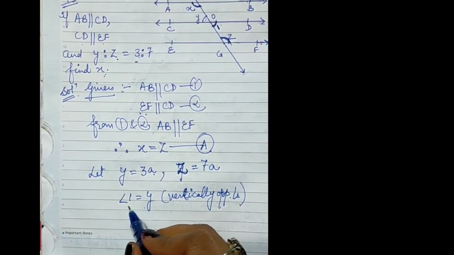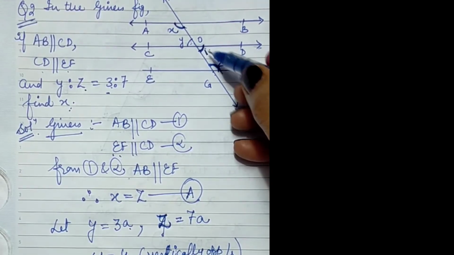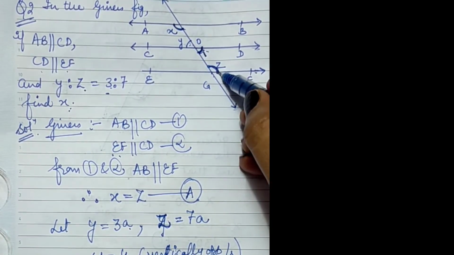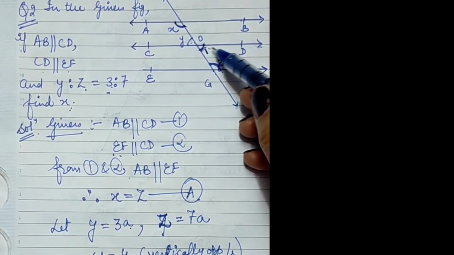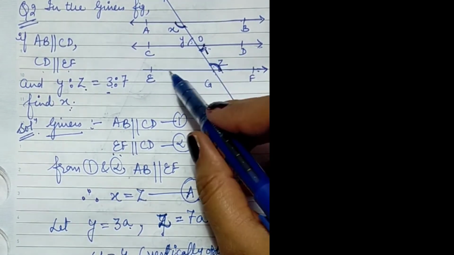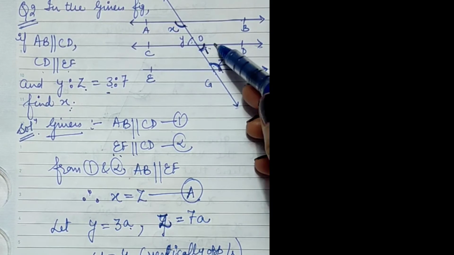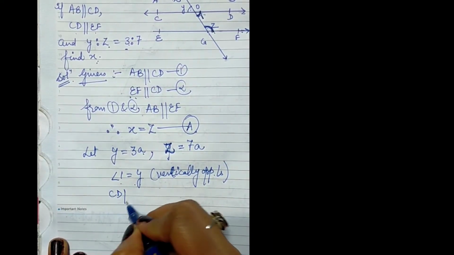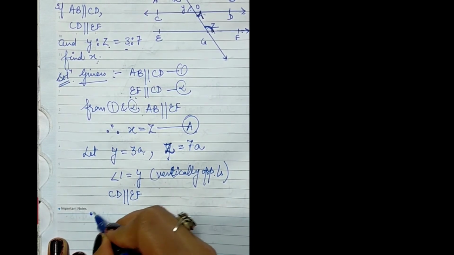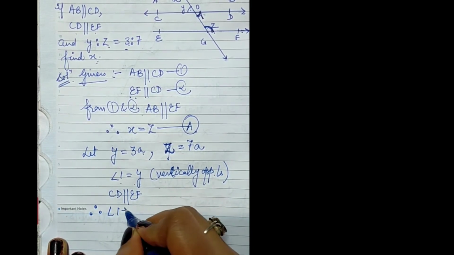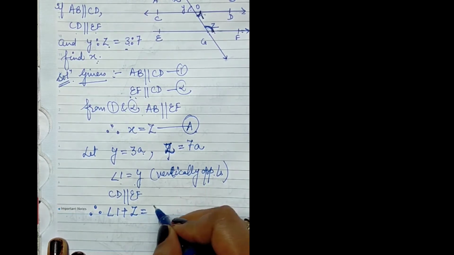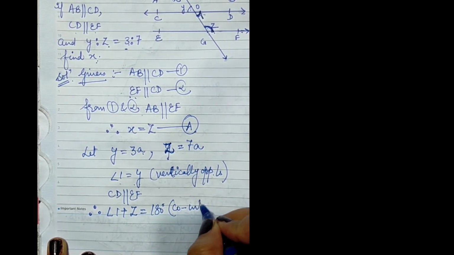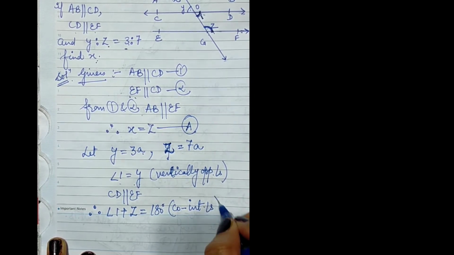So now 1 is equal to y I got, and there is a relation between 1 and z because they are on one side of the transversal. That means these two angles, as they lie between the parallel lines, are co-interior angles. So I am writing CD is parallel to EF, therefore angle 1 plus angle z, they are forming co-interior angles, so they are equal to 180 degrees.